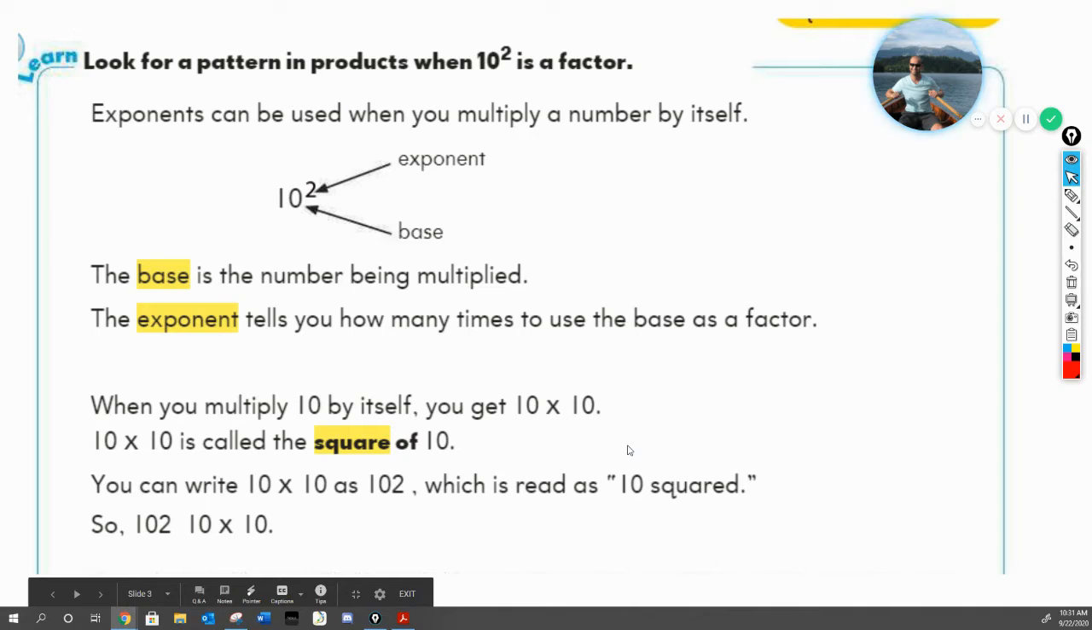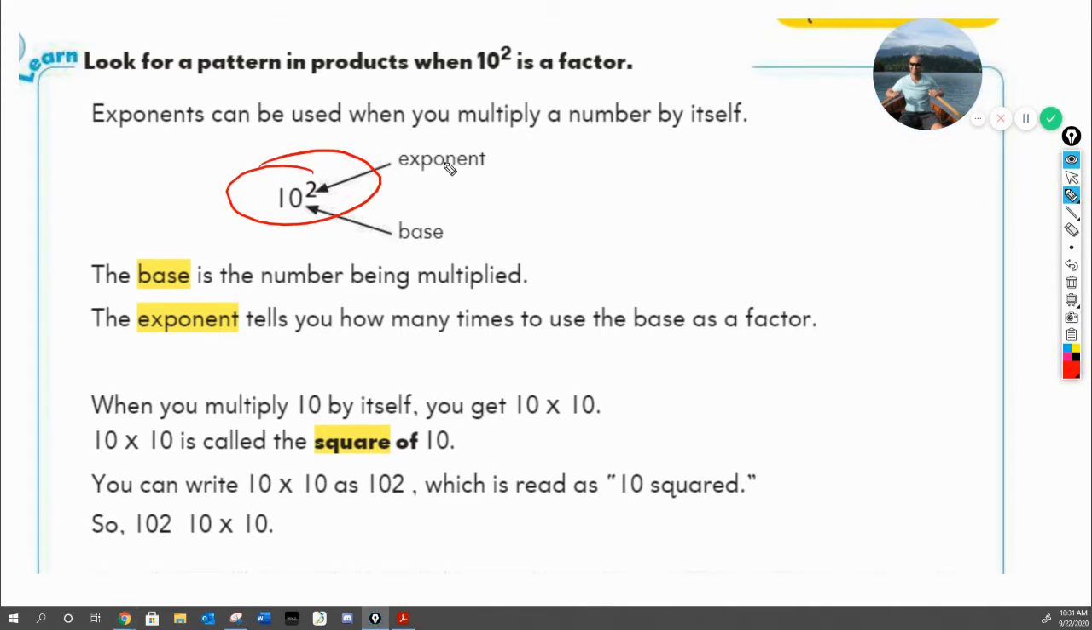Now, what we're looking at today is kind of the similar thing we've been doing in previous days, is that we're looking for patterns. Now, an exponent is something that you use when you're multiplying a number by itself, okay? In the case of looking at the written version of 10 squared, 10 is your exponent. Oh, I lied. Oh my goodness. 10 is your base, and your exponent is 2. The base is the number being multiplied. For those of you that remember from the previous lesson, that's called a factor. And the exponent tells you how many times to use the base as a factor.